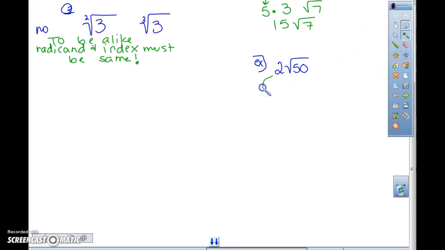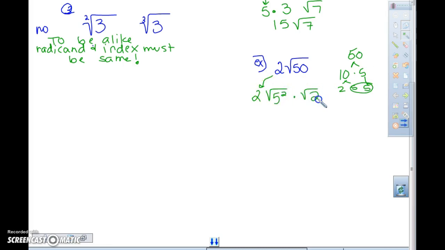So I would bring this 2 down. And I'm going to come over here and break 50. So 10 times 5, for instance. 2 times 5. There's my doubles. So we said yesterday that the exponent of a 2 and the square root would undo each other. You could also think about the 5 squared is 25. What's the square root of 25? 5. Yeah. So we get 10 square root 2.